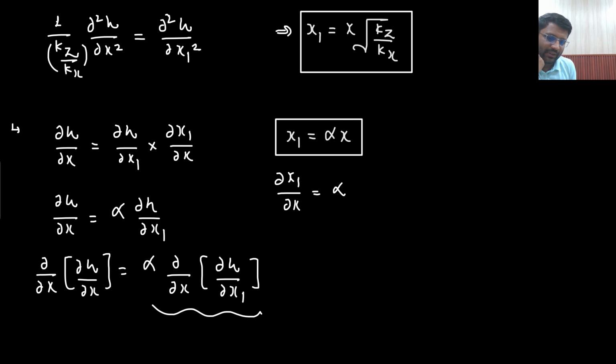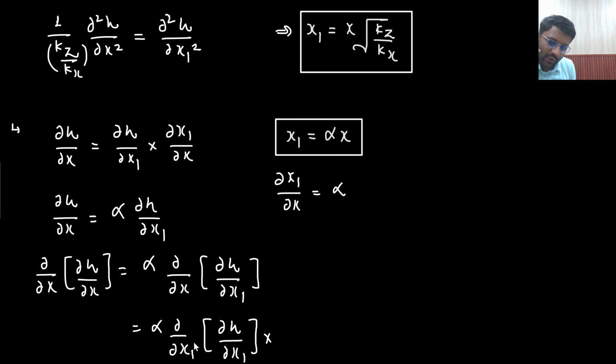So can I write down this particular thing as alpha into, in place of del x I am putting del x1, so del h by del x1. If you have put del x1 here, that means you need to multiply with del x1 here. And previously here there was del x, so here there would be del x. Are you able to understand this point? Del x1 and del x1 are getting cancelled out. This del x comes here. Is that clear or not?